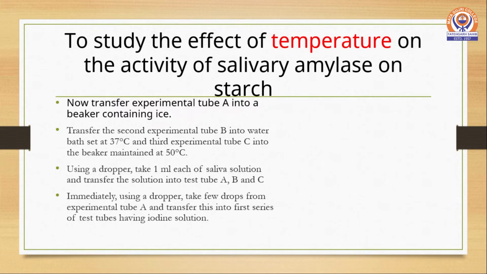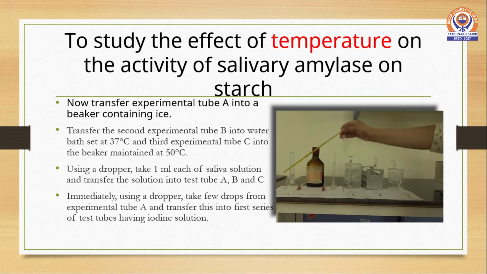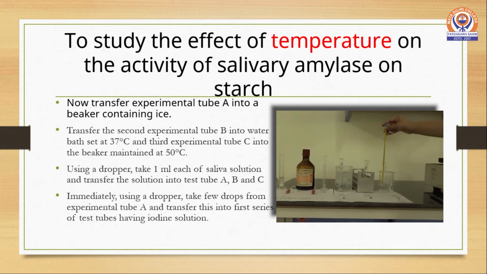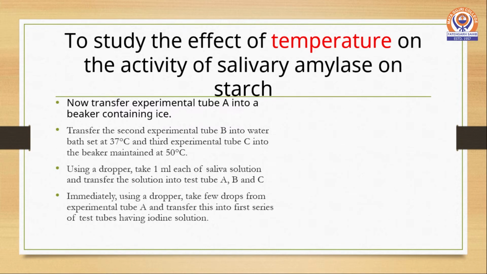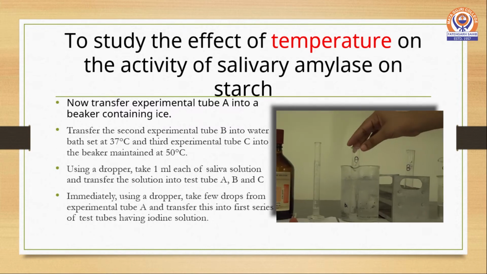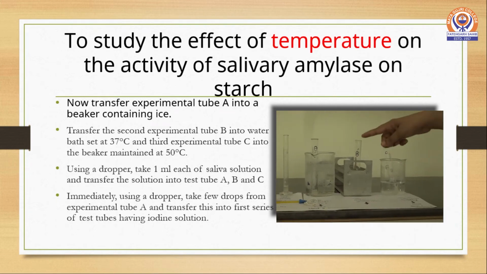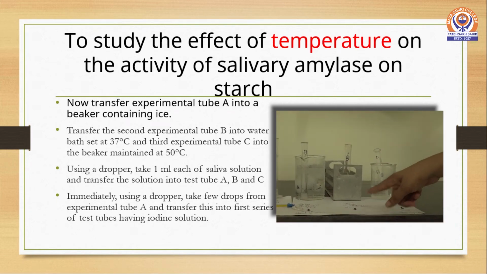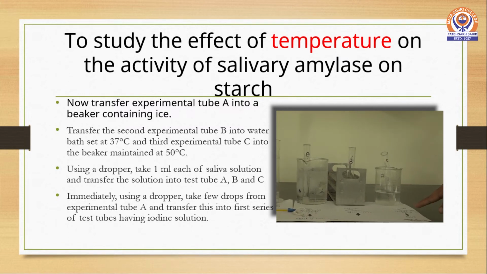And the third tube C should be placed in the beaker which is maintained at a temperature 50 degrees Celsius. Therefore, we have a setup of 3 test tubes, test tube A at lower temperature, test tube B at optimum room temperature, while test tube C is placed at a higher temperature, that is 50 degrees Celsius.